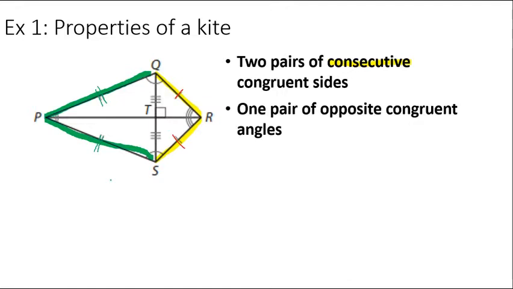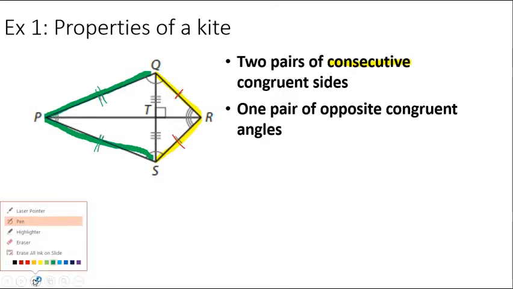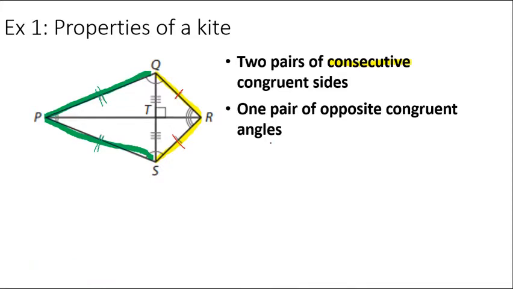It also has one pair of opposite congruent angles. That just means that there's only one pair of angles that's congruent, which is this pair right here. So they both have one angle mark. And the other two over here just have two angle marks, so it's a different angle. And this has three angle marks. 1, 2, and then 3.